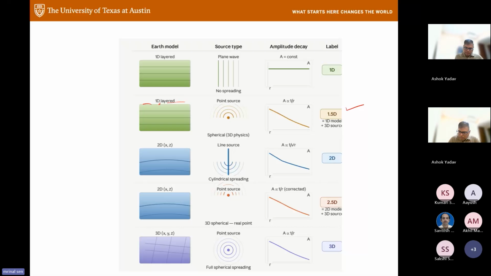All right. Now in 2D, when you talk about 2D, what it assumes is that the structure is varying in 2 dimensions, but what about the 3rd dimension? The thing that you have to keep in mind is that the real world is 3D, right? We have 3D and we have a point source, but we are approximating it with different dimensions like 1D, 1.5D, 2D, and so on.